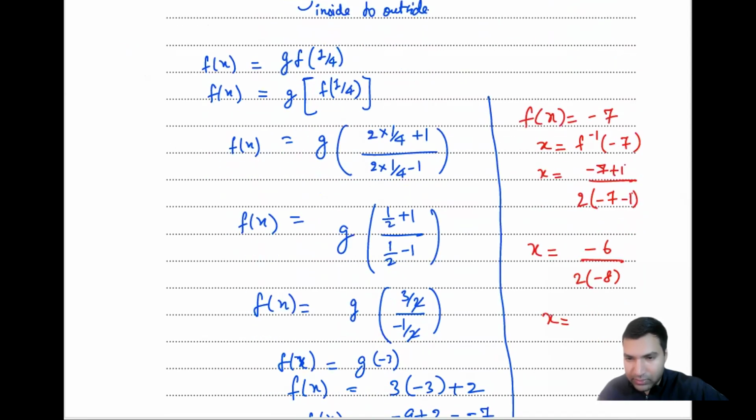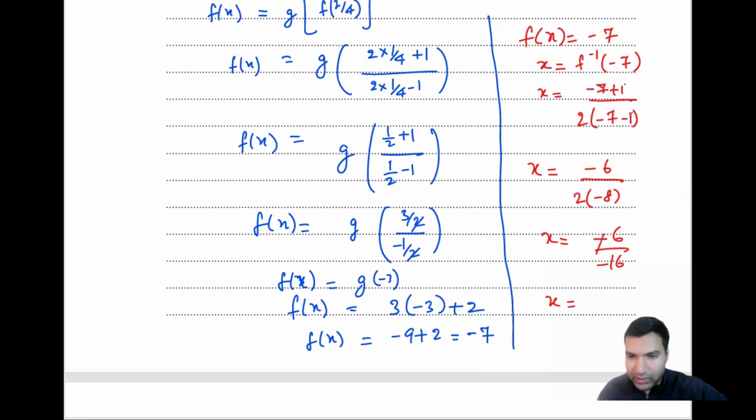So you get x is negative 6 over 2 times negative 8, so x is equal to negative 6 over negative 16, which is nothing but, negative and negative cancel out, with 2 we can cancel, 3 over 8. So that's your answer. Okay. 3 over 8 is the correct answer. I hope you understood the logic and the concept over here.